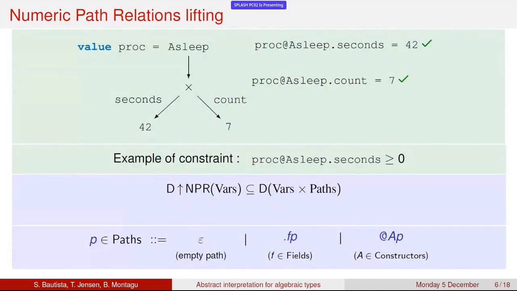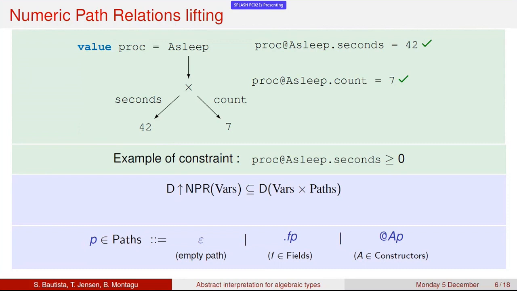Okay, so the main idea of the numeric path relations lifting is that we use projection paths in order to point to the numbers that are contained inside our structured values. So for example, if we have a value proc here, which contains a process that is asleep, that has 42 seconds left to sleep, and that has been activated 7 times so far, inside this value proc, we can follow the path at sleep.seconds, and we reach the number 42. Or we could follow the path at sleep.count and reach the value 7.